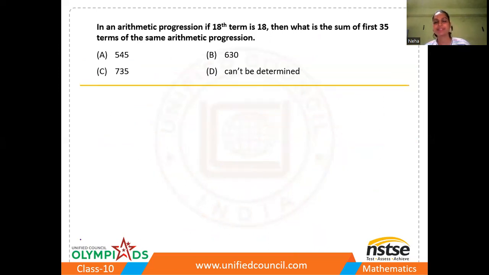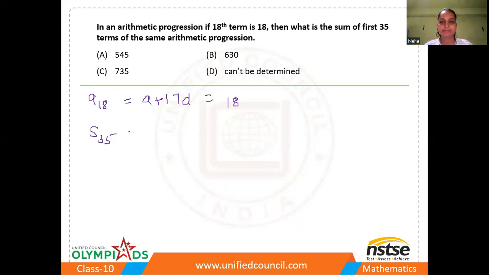The next question is quite simple. In the arithmetic progression, the 18th term is given. That means A18, which I can write as a plus 17d, is given equal to 18. What is the sum of the first 35 terms of the same arithmetic progression? So we have to find the sum of 35 terms.